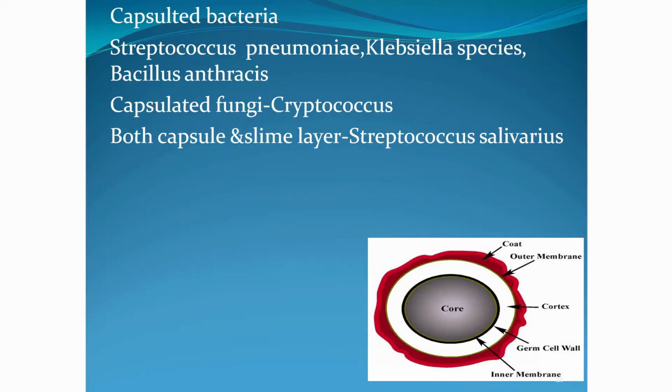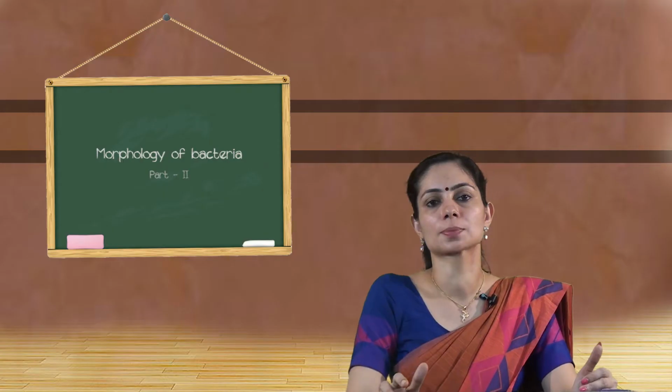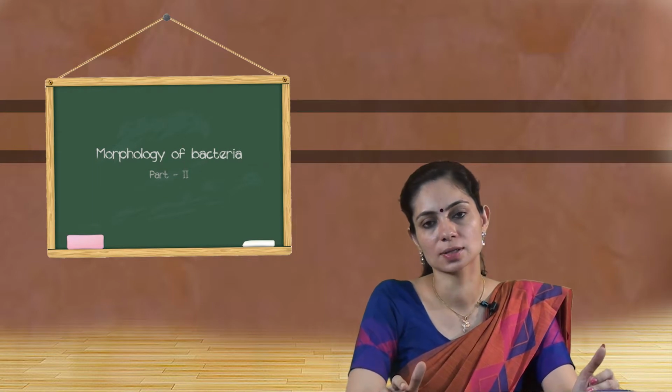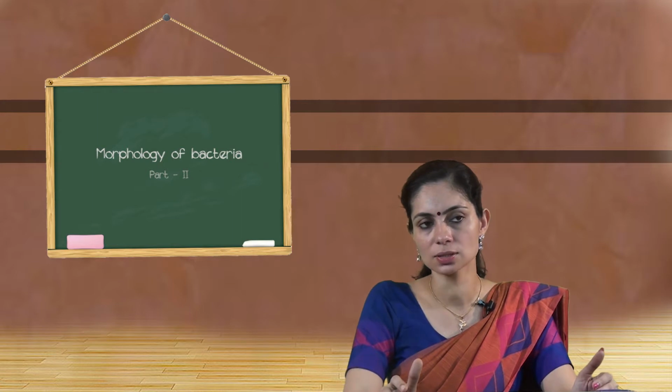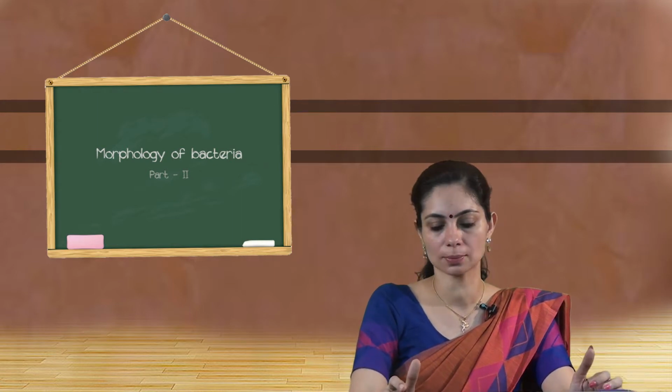Examples of capsulated bacteria: Streptococcus pneumoniae, which is also known as pneumococci, Klebsiella species, and Bacillus anthracis. We have a fungus which is also an example of capsulated. So capsulated fungi, example Cryptococcus. Then there is a bacteria, Streptococcus salivarius, which shows both capsule and slime layer.